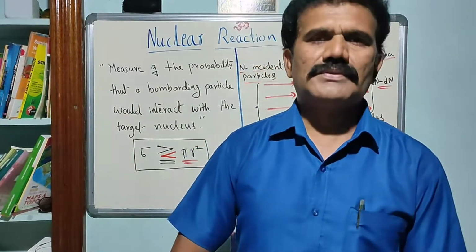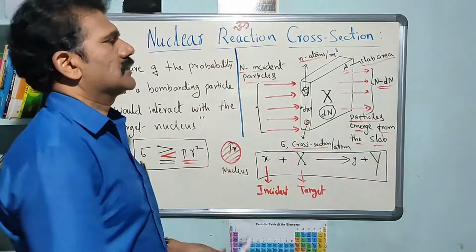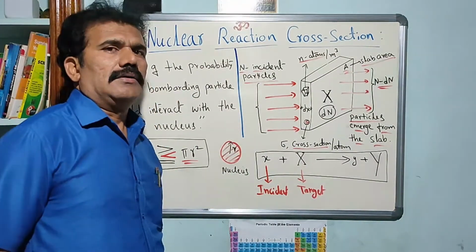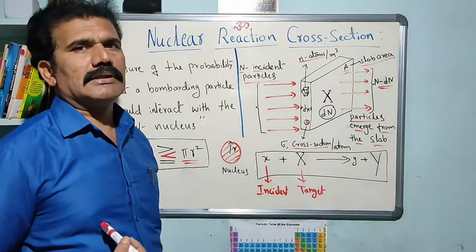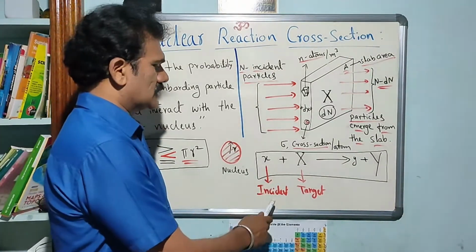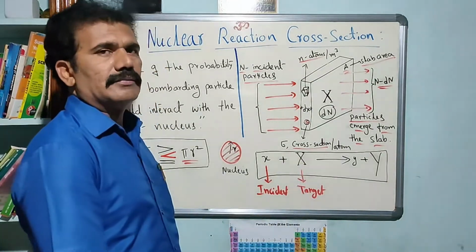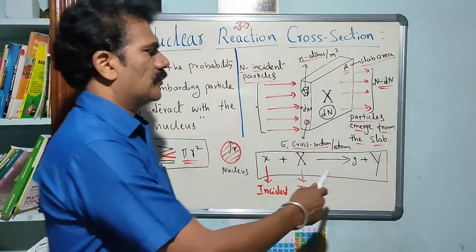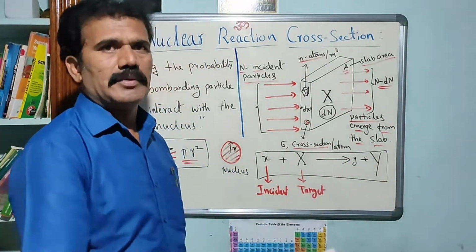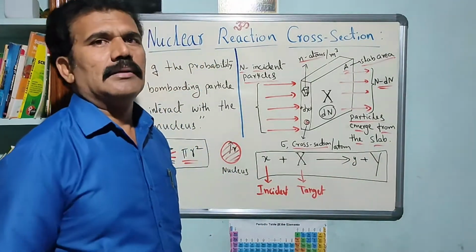Hi students, in this video we will discuss a new concept called nuclear reaction cross section. Let us first see how a nuclear reaction happens. In the general equation, a small x is the incident particle and a capital X is the target. After the nuclear reaction we get the products, small y and capital Y. Small y is the emitted or ejectile particle, and capital Y is the final product.